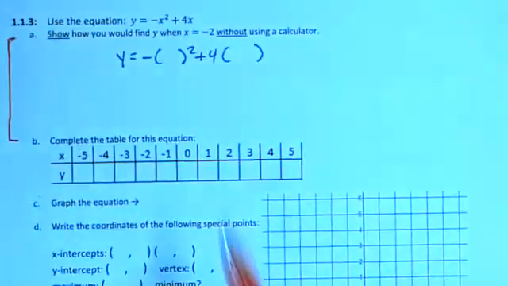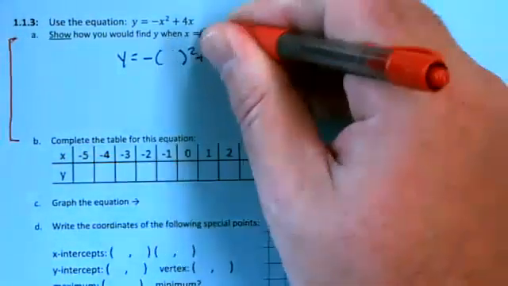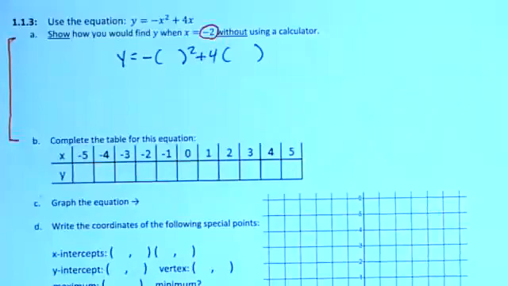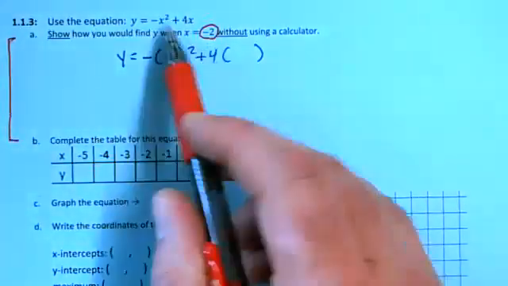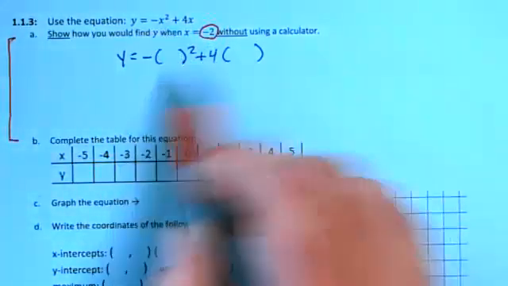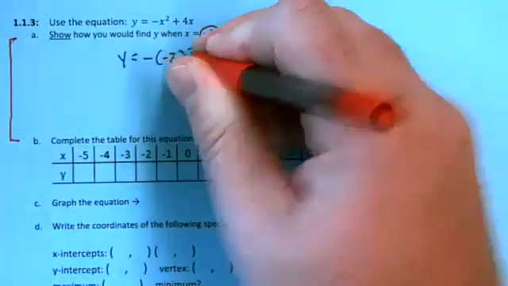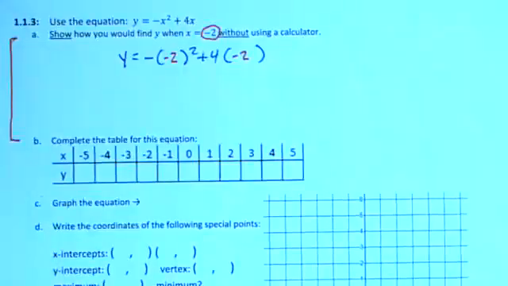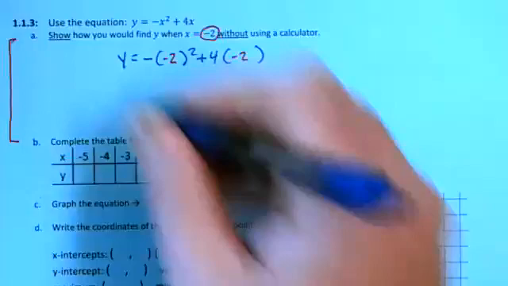So what we're going to do is take this -2. It tells us find y when x is -2. I wrote down my equation already. I left out my x's. In place of my x's, I'm going to put that -2 in there. And then we'll just do order of operations to figure out what this is equal to.